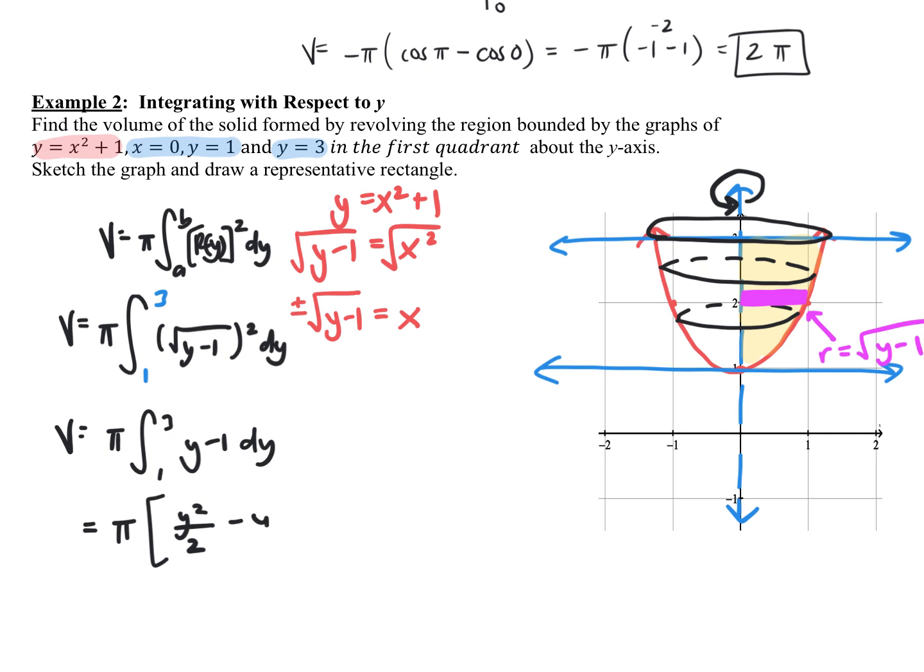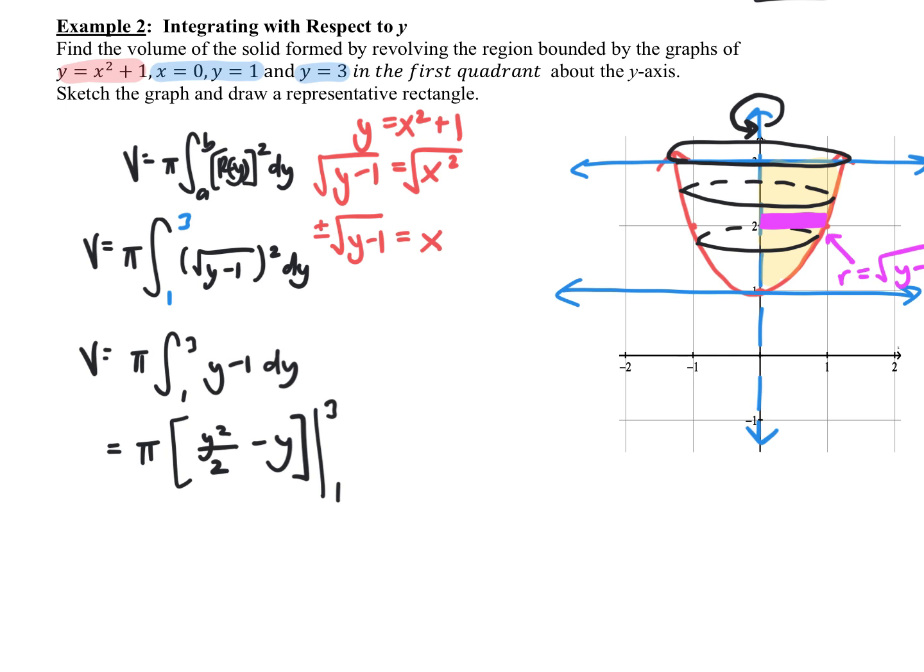Y. Yeah. So I got y squared over 2 minus y, and then I'm going to evaluate that with my fundamental theorem of calculus at 3 and at 1. So if I plug in 3, a little fraction work here, 3 squared over 2, that gives me 9 halves minus 3. And then I plug in my 1, keeping those parentheses there. That's going to give me 1/2 minus 1.